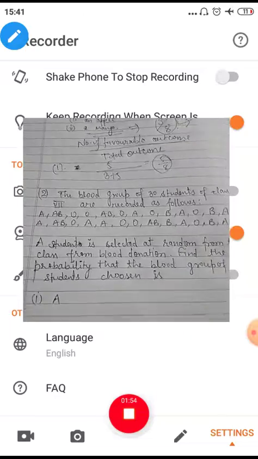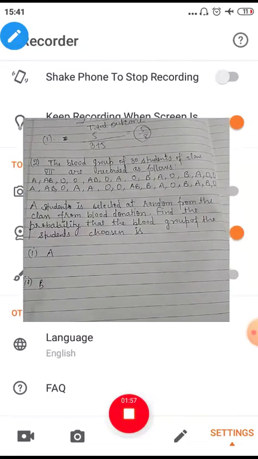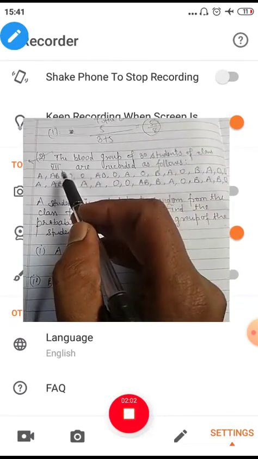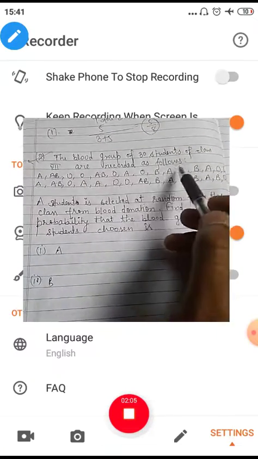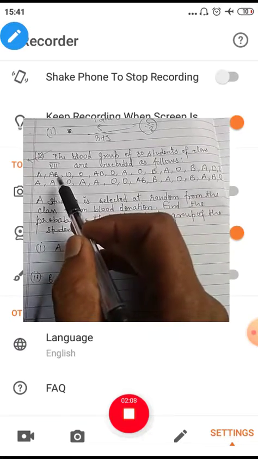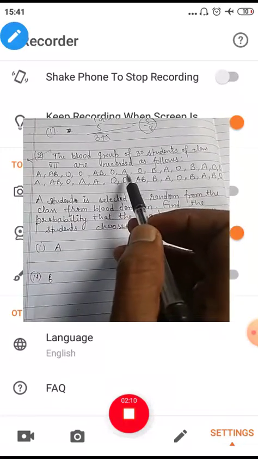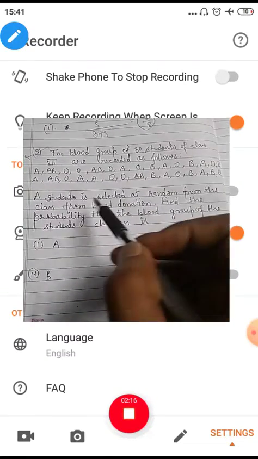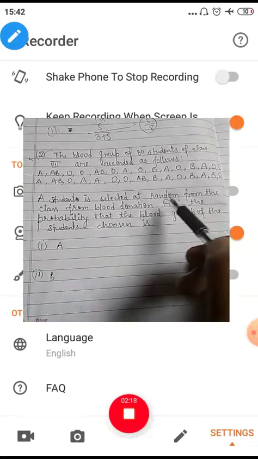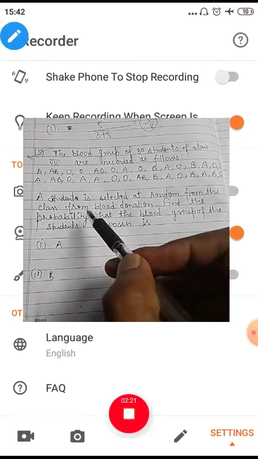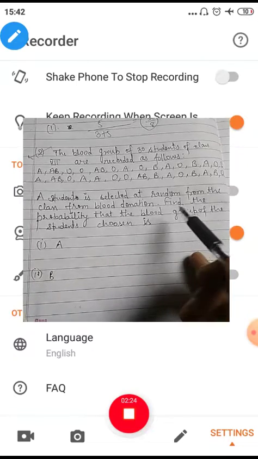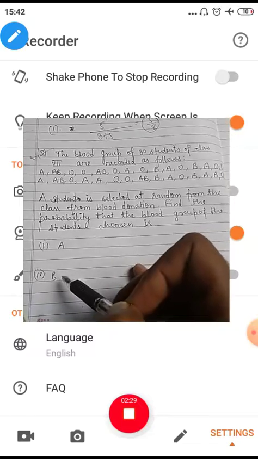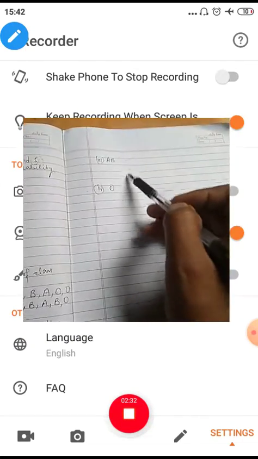Okay, now I have a second question for you. The blood groups of 30 students of class 7 are recorded as follows: A, AB, O, AB, O, A, etc. So how many students are here? 30. Again, a student is selected at random from the class for blood donation. Find the probability that the blood group of the student chosen is A, B, AB and O.